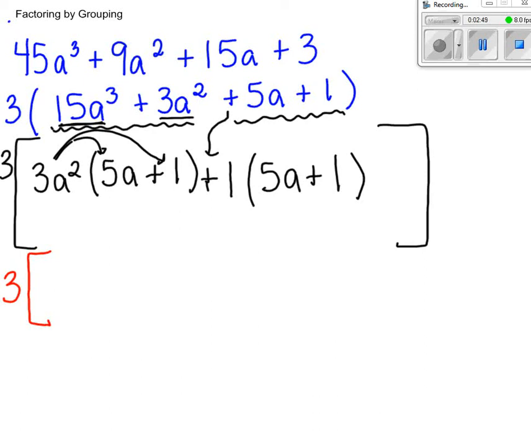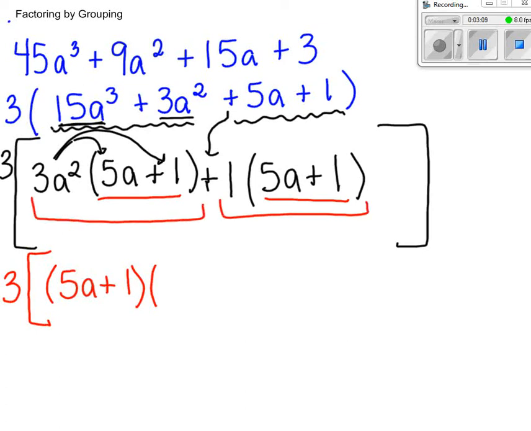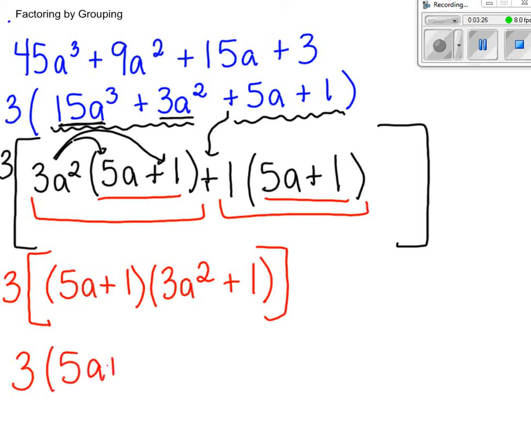Okay, so you see how this 5a plus 1 is in both of these parentheses? This is going to be one of my factors, 5a plus 1. My other factor is going to be what's left over. I factored out the 5a plus 1 because both of these terms had a 5a plus 1 in common, just like I took the 3 out to begin with. And what's left over when I take it out is 3a squared plus 1. So in factored form, this is 3 times 5a plus 1 times 3a squared plus 1.